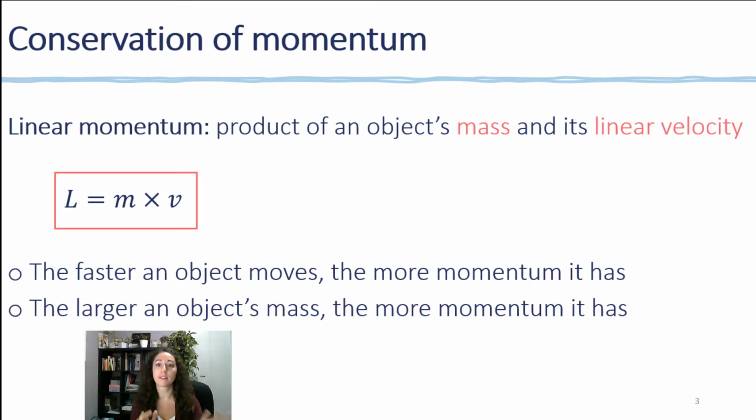So we already saw this slide in the last video, but I just want to remind us that linear momentum is the product of an object's mass and its linear velocity. And that's the equation here. So remember that momentum is capital L. And the faster an object moves, the more momentum it has. And the larger an object's mass, the more momentum it has.